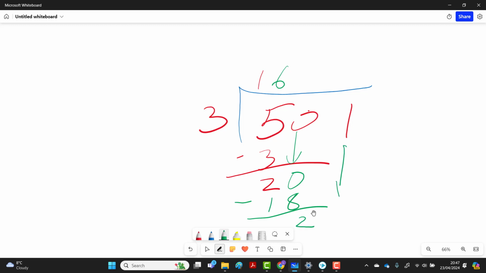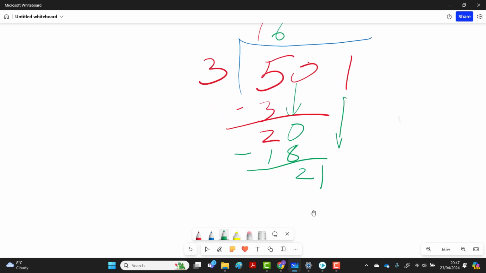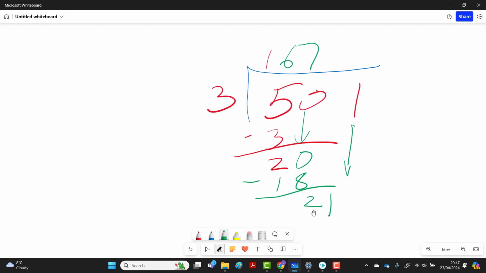And the last number, join this, is 21, makes a new number 21. And how many 3's go into 21 is 7. So 167, and that's the answer. 21, and if you do the takeaway, 0, so you can stop. And this is the answer.